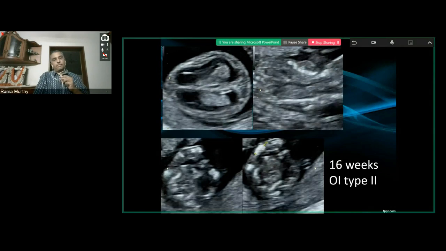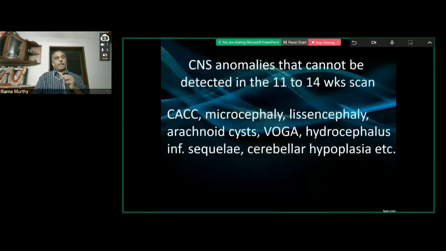So we need to understand what are the CNS anomalies that cannot be detected in the 11 to 14-week scan, right? Complete agenesis of corpus callosum, microcephaly, lissencephaly, arachnoid cyst, vein of Galen aneurysm, hydrocephalus in its full form, infective sequelae, cerebellar hypoplasia, and so on and so forth. You have to give time for this baby or this fetus to grow. Only then do these abnormal findings manifest, in the mid-trimester anomaly scan or even a little later.